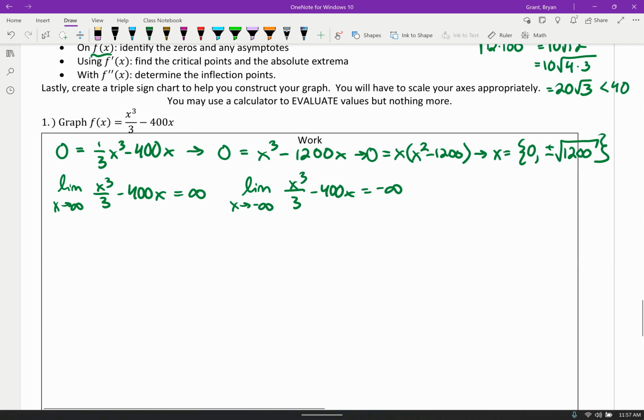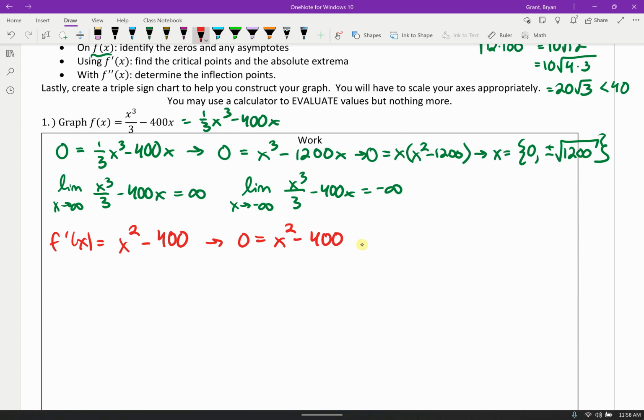Let's move into the world of f prime. To tackle f prime of x, we'll need a derivative. As mentioned, we're going to write this as 1/3 x cubed minus 400x, just so we don't have to worry about a product rule, quotient rule, I guess, situation. And so we'll state f prime of x. 3 comes down, cancels the 1/3. I'm looking at x squared minus 400. Not bad. They asked us to find critical points. There's nothing that will break this equation. F prime is defined everywhere, but we can at least find the zeros. Right? 400 equals x squared, which gives us the square root of 400, so plus or minus 20.